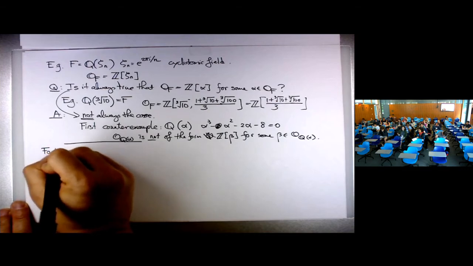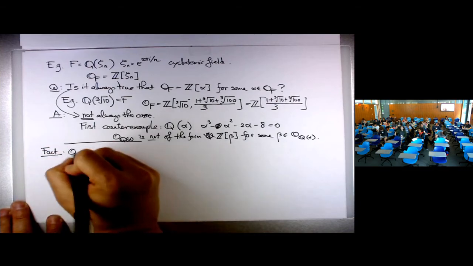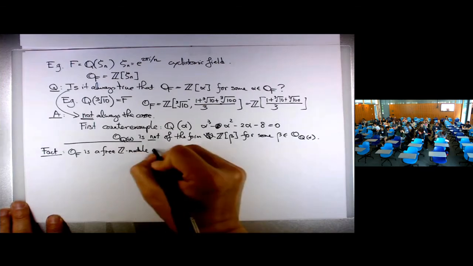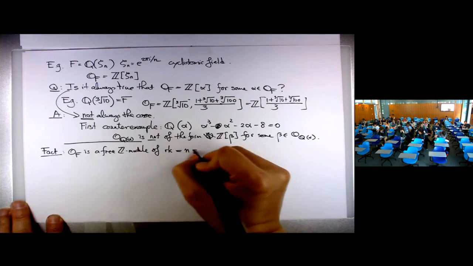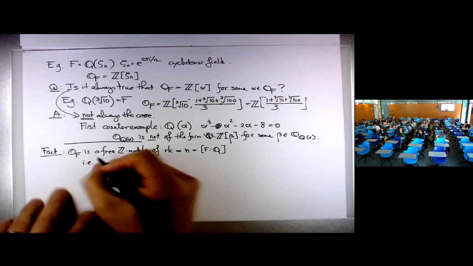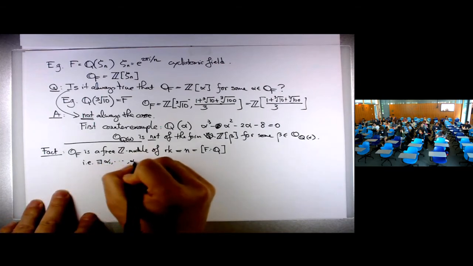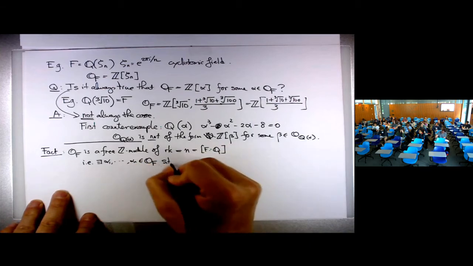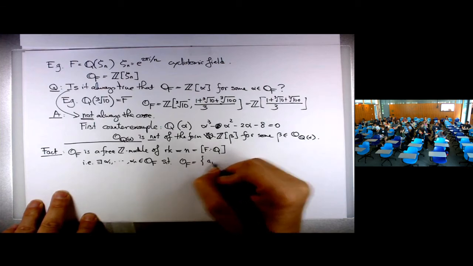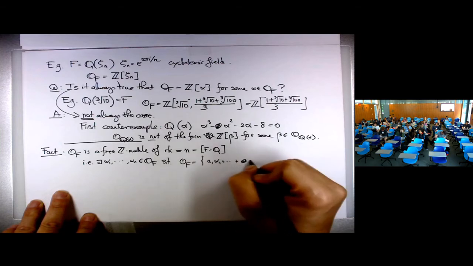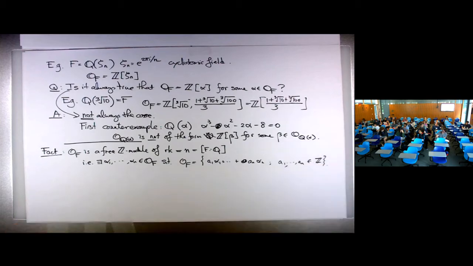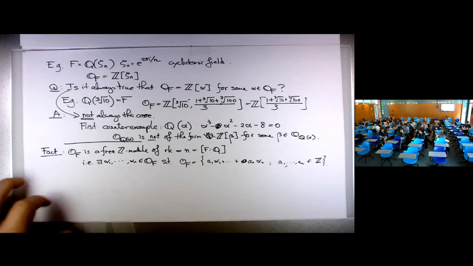But what is true is that there's a basic fact about OF. OF is a free Z-module of rank equal to n, which is the degree of the extension. By that, I mean that you can find alpha 1 to alpha n in the ring of integers such that OF is equal to a1 alpha 1 plus ... plus an alpha n, where a1 through an are in Z.